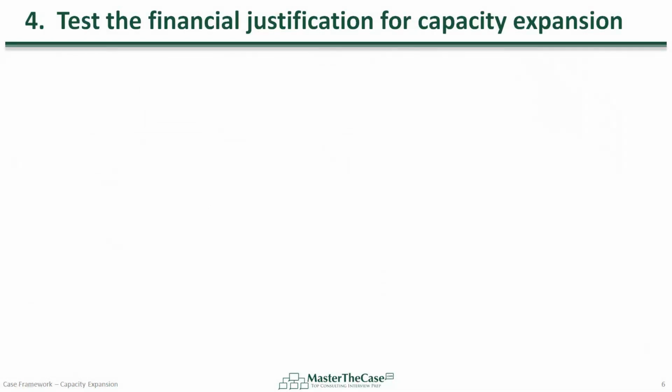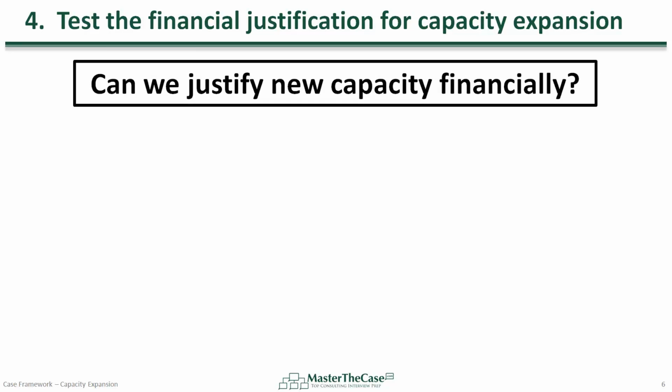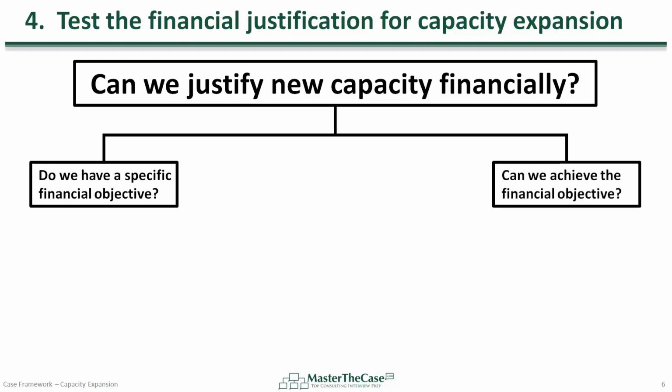The 4th and final step in the framework is to test the financial justification for capacity expansion. The key issue here is, can we justify new capacity financially? To answer it, we will analyze 2 main sub-issues. 1. Do we have a specific financial objective? And 2. Can we achieve the financial objective? We would oftentimes identify the specific financial objective at the start of the case. If not, or if we need to clarify it further, we'll ask 3 main questions.